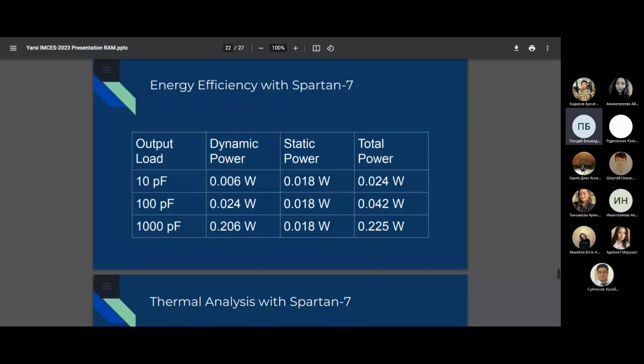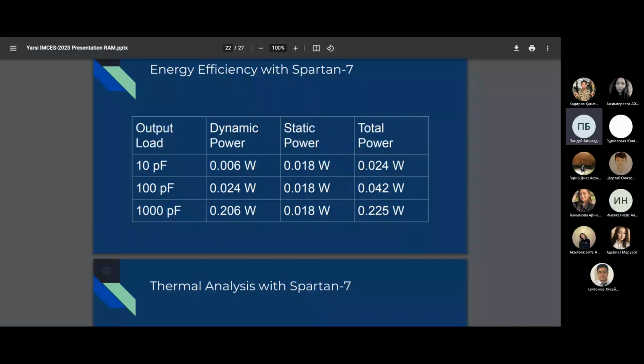Output load 10 picofarad. Dynamic power 0.006 watt. Static power 0.018 watt. Total power 0.024 watt. 100 picofarad. Dynamic power 0.024 watt. Static power 0.018 watt. Total power 0.042 watt.